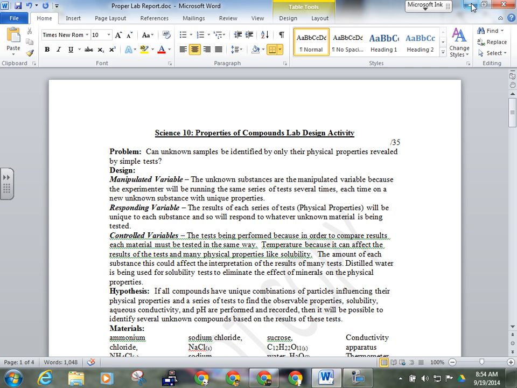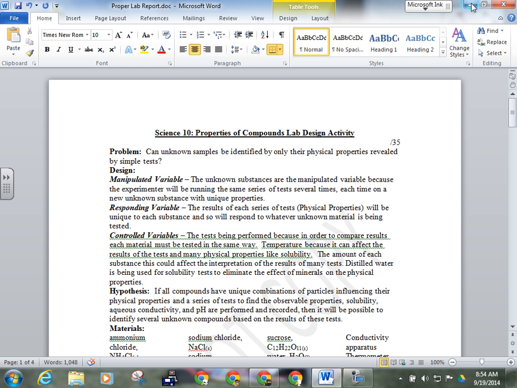So the manipulated variable was the unknown substances. And they are the manipulated variable because the experimenter will be running the same series of tests several times, each time on an unknown substance with unique properties. I said what it was, and I explained why, and that's what you have to do for each one. The responding variable was the results of each series of tests. In other words, the physical properties. They will be unique to each substance, and so will respond to whatever unknown material is being tested.